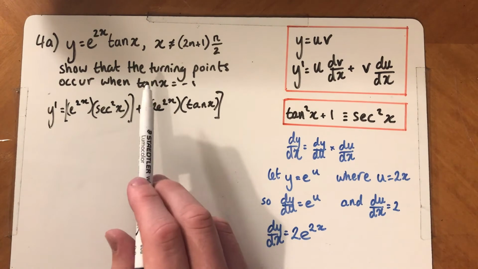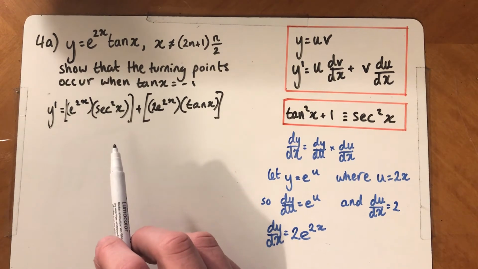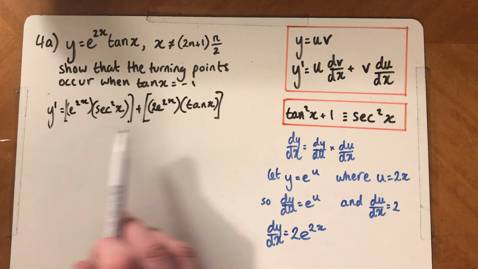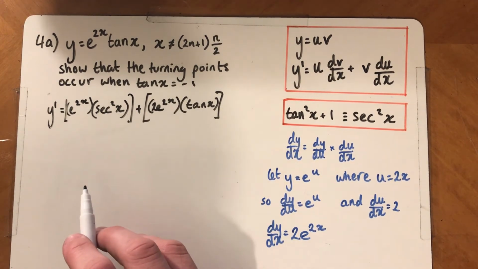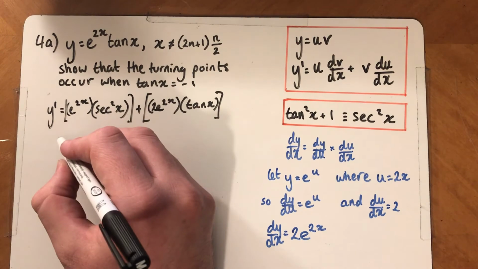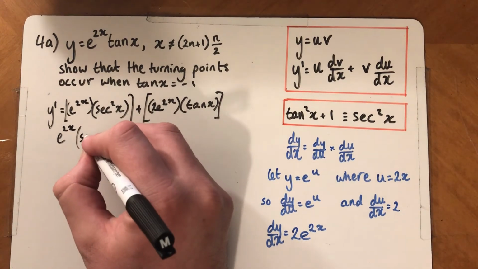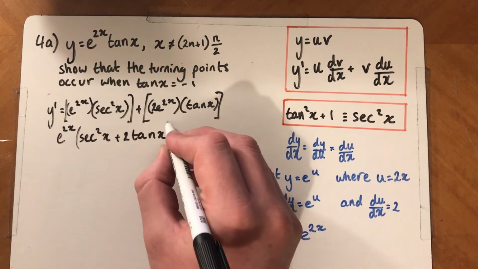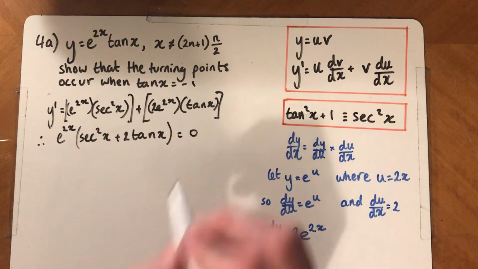Okay, so in order to find the turning points, we're going to have to equate our derivative to 0, because we know the turning points occur when dy by dx is equal to 0. The turning points occur when the gradient is equal to 0. So we're going to have to equate our gradient function to 0. And before I do that, I'm going to factorize out e to the power of 2x on the next line. So I'm left with sec squared x plus 2 tan x. And we know that this is equal to 0.